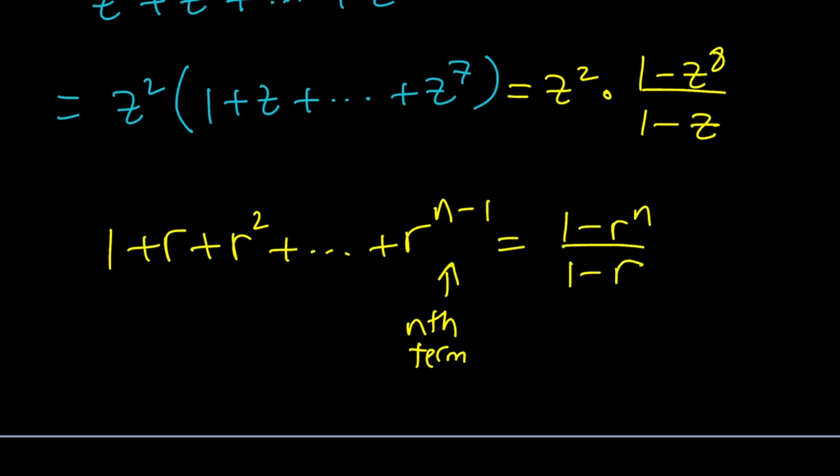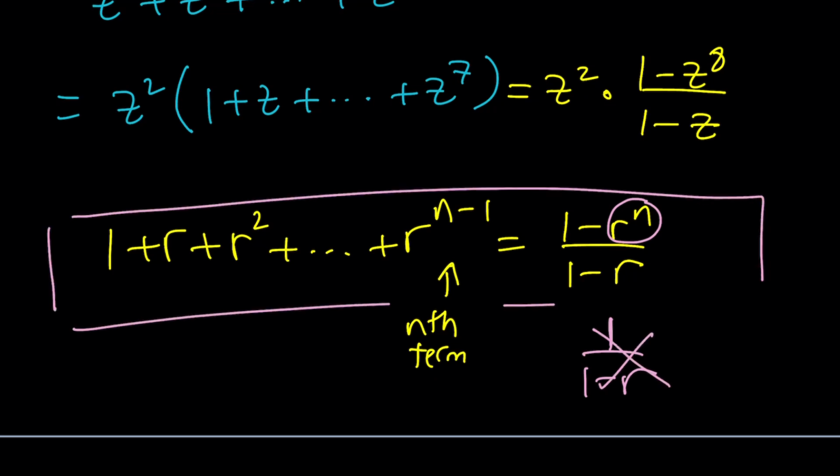When r is between -1 and 1, obviously, the infinite sum will converge, and this limit is going to approach 0. So we'll get the formula 1 over 1 minus r for the infinite case. But that's a different story. Don't worry about it. This is our formula. We used it and we got the answer.